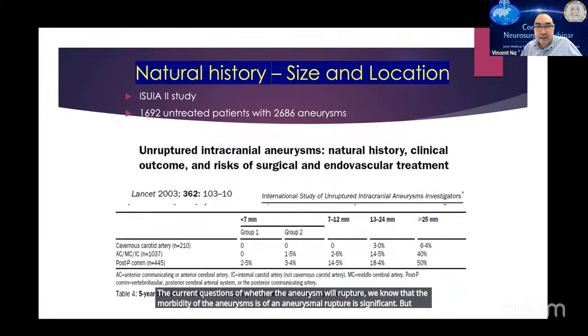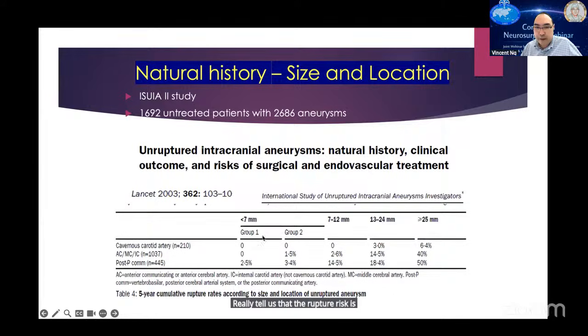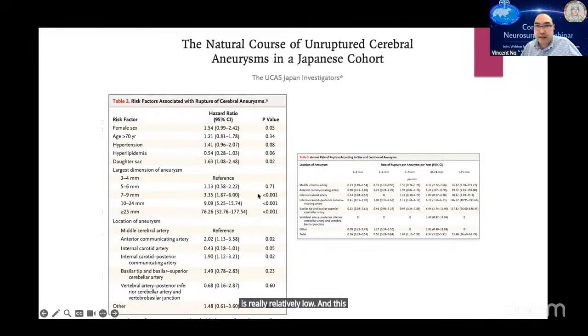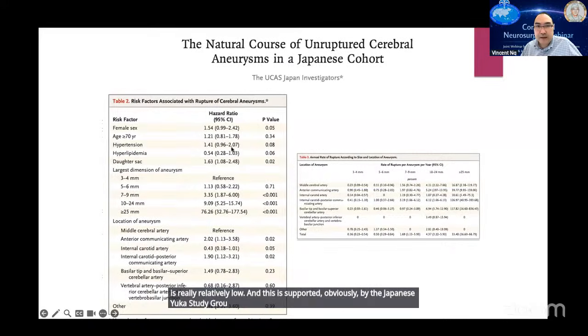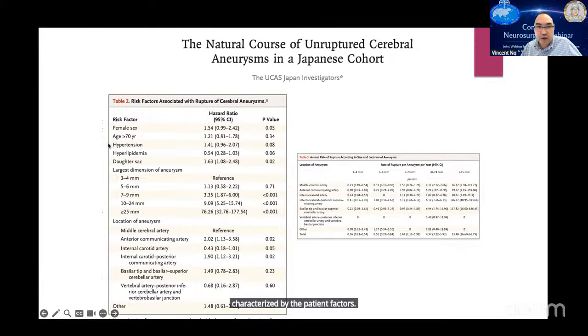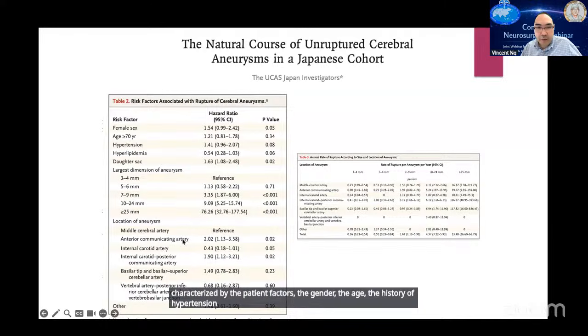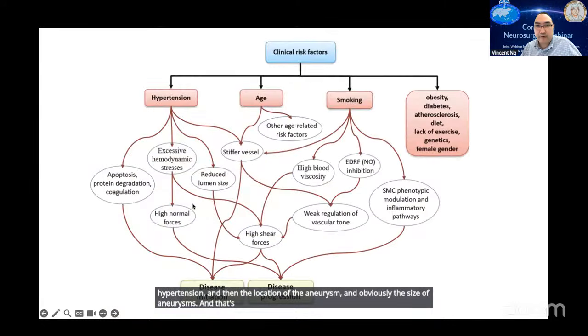But from the various studies we know, and the ISUIA study in 2003 really tells us, that the rupture risk, especially for small aneurysms, is relatively low. And this is supported obviously by the Japanese UCAS study group itself. The question then is really, what are the risk factors associated with the rupture of aneurysms? It's largely characterized by the patient factors, the gender, the age, the history of hypertension, and then the location of the aneurysm, and obviously the size of aneurysms. And that's the historical background of what we do.